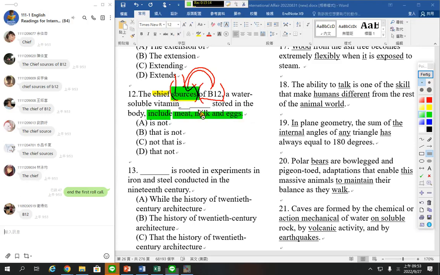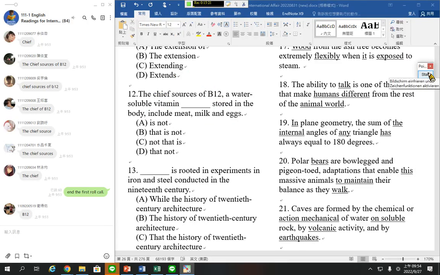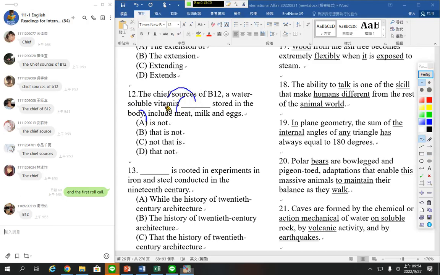But we need to provide answers for these blanks. So let's see this one. This is a water-soluble vitamin and stored. So basically, we need something that is capable of modifying vitamin. Which one is able to do the job? Basically this one. That is not stored in the body. It's an adjective clause, 形容词子句. So it is used to modify vitamin. Okay, so this is the answer for this one.